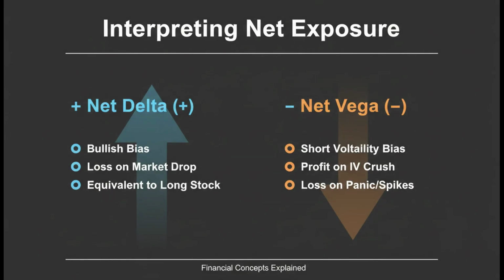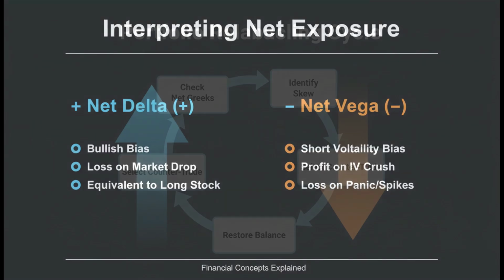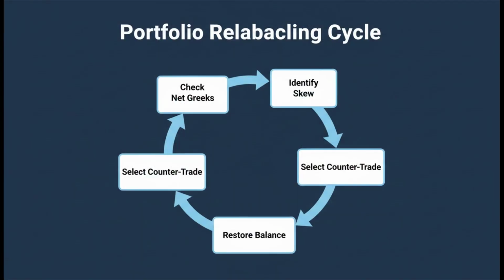If your net portfolio delta is positive 50, your entire portfolio behaves mathematically like owning 50 shares of the SPY. If your net vega is negative, you profit when implied volatility collapses. This holistic view prevents silent risk accumulation, where multiple diverse trades actually bet on the exact same market condition. The goal isn't always to be neutral, but to be intentional with your exposure.